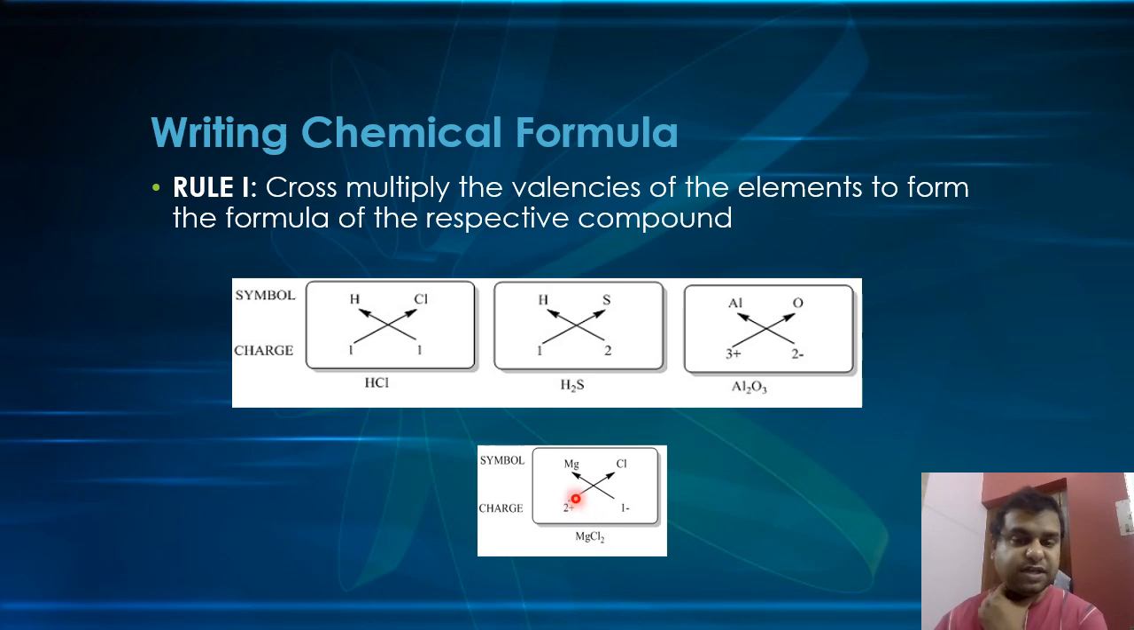Over here we see magnesium chloride form MgCl2, wherein magnesium has a positive 2 charge and chlorine has a negative 1 charge, which goes and multiplies with magnesium here, and positive 2 goes and multiplies with chlorine, and we get MgCl2. So this is the first rule of writing a chemical formula.